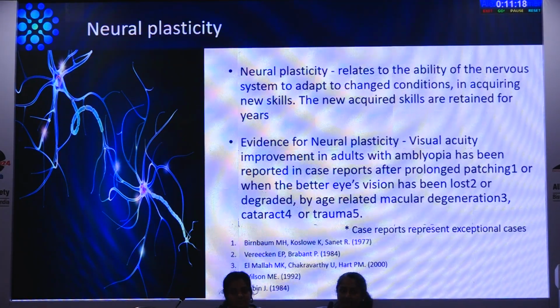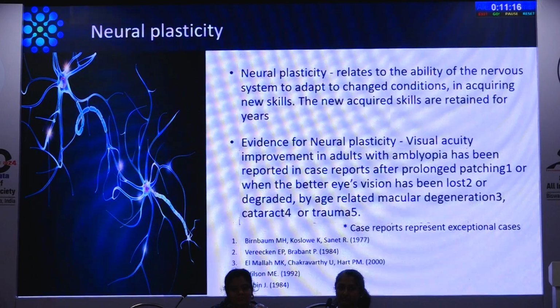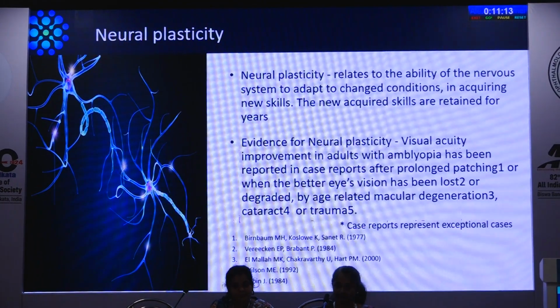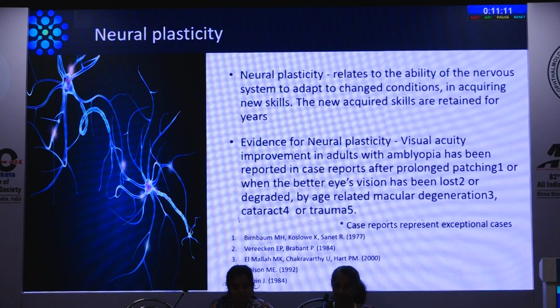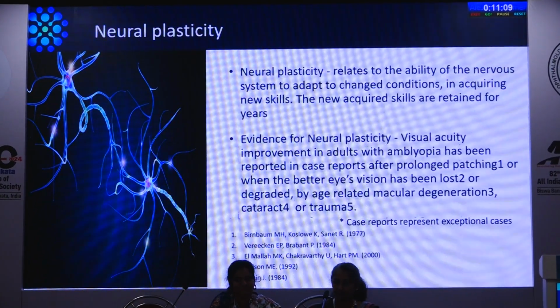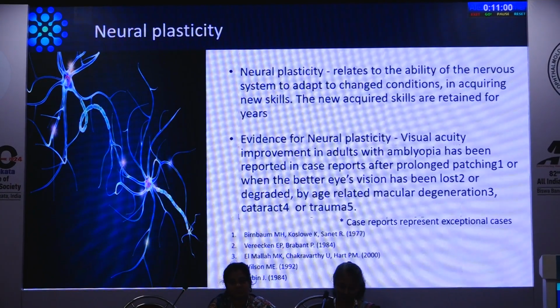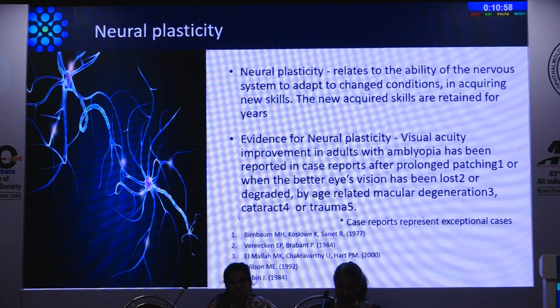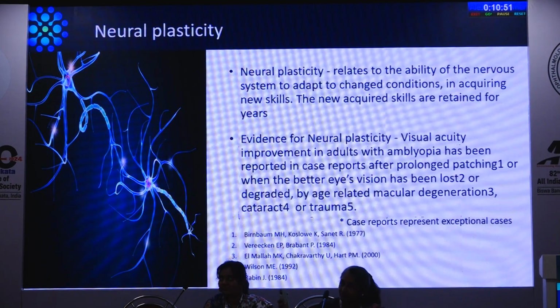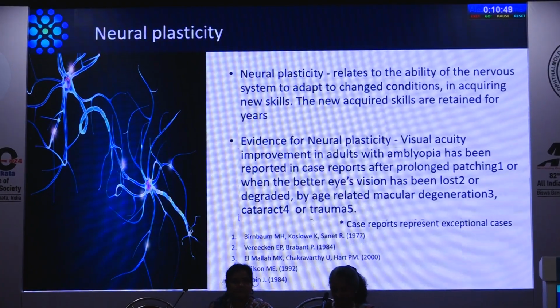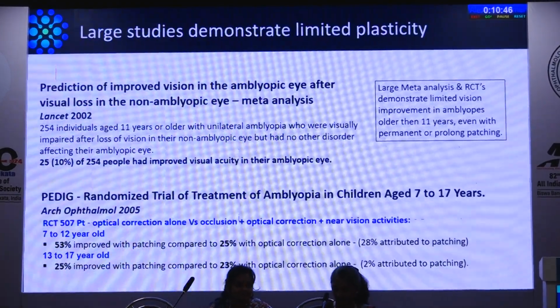For this, we should know what neural plasticity is. Neural plasticity relates to the ability of the nervous system to adapt to changing conditions in acquiring new skills, and these newly acquired skills are retained for years. There is evidence for neuroplasticity. Visual acuity improvement in adults with amblyopia has been reported in case reports after prolonged patching or when the better eye's vision has been lost or degraded by age-related macular degeneration, cataract, and trauma.